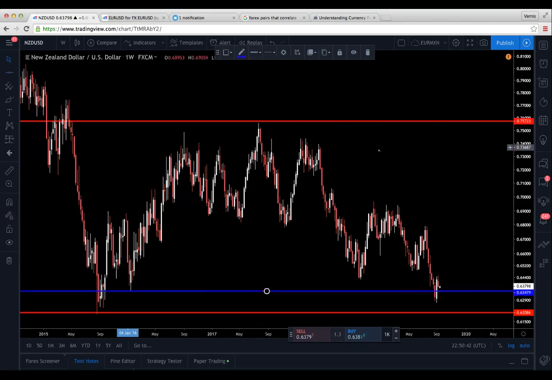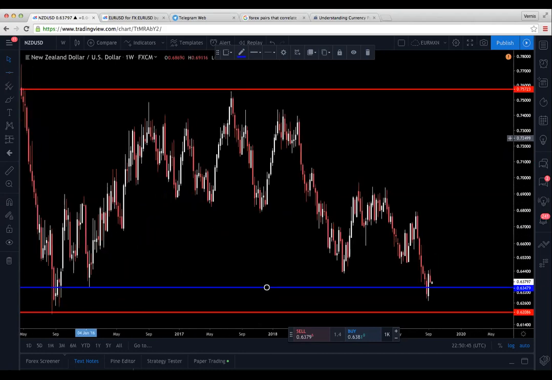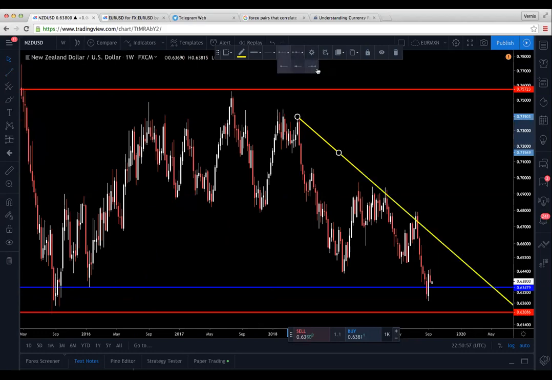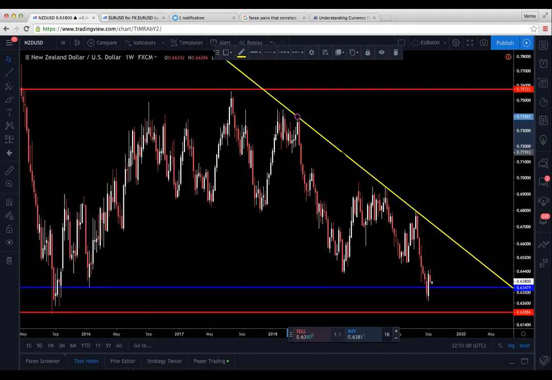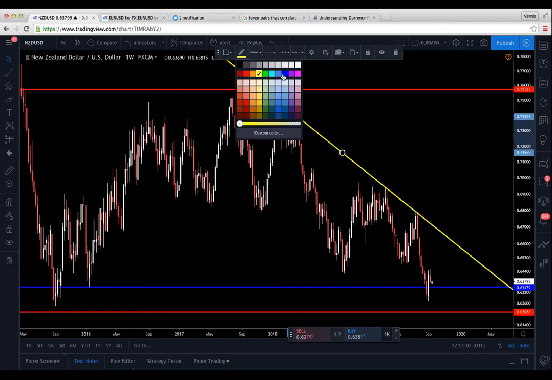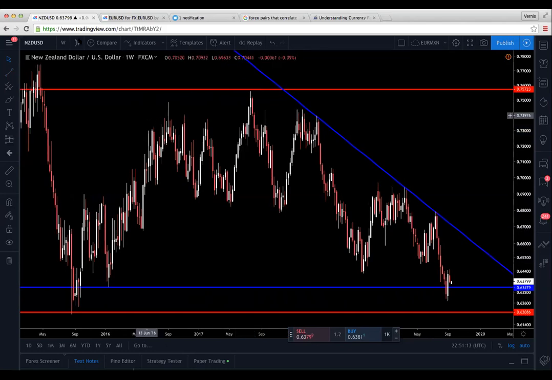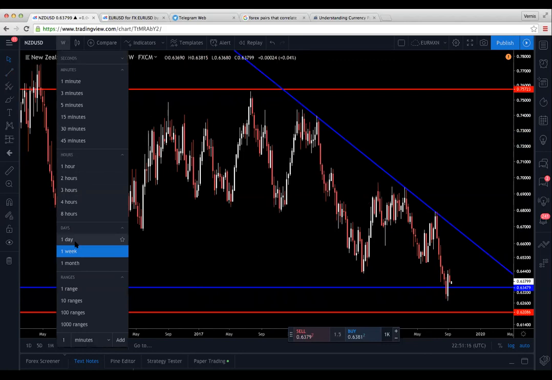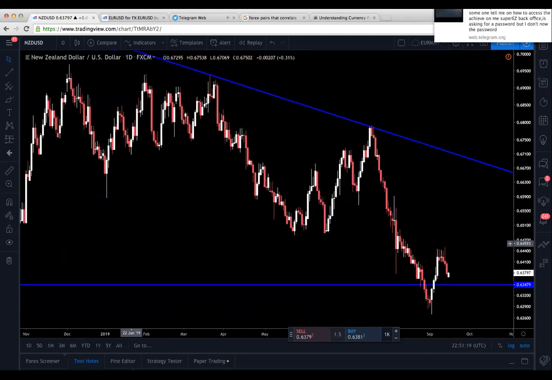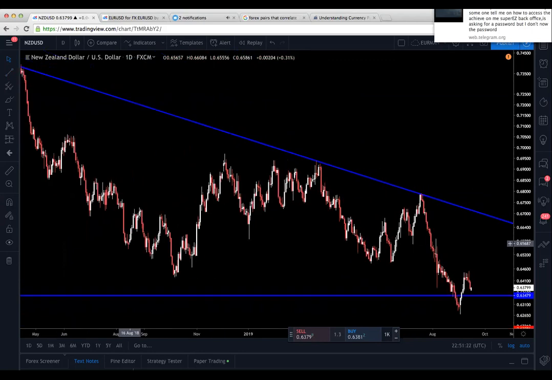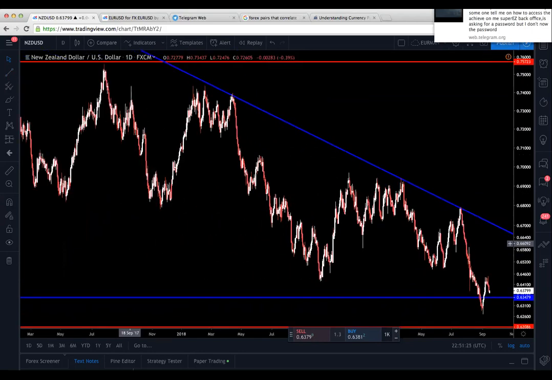I'm trying to figure out a good spot to draw my trend lines. I don't like the way it looks, so I could do it here. Hold on a second. All right, we'll drop down to the daily. See what's going on here. Now, it looks like the trend is going down.